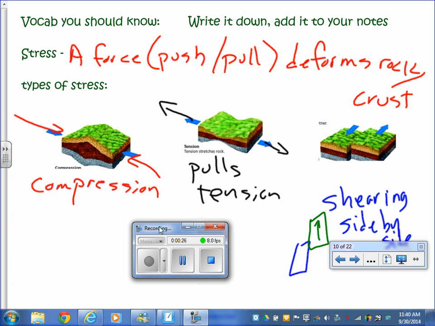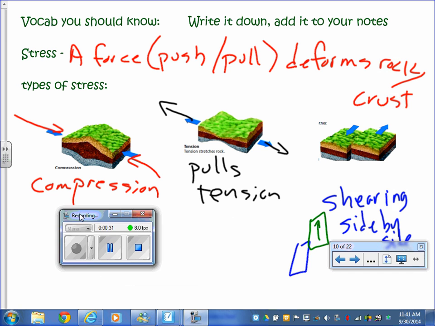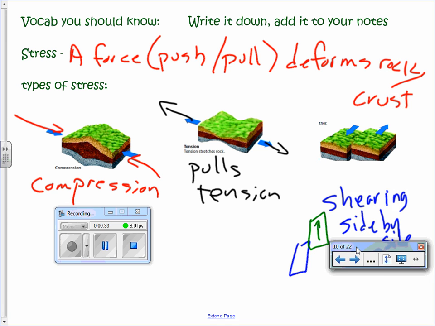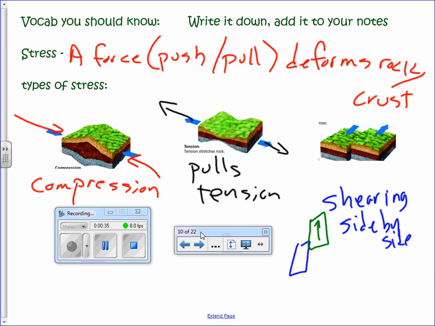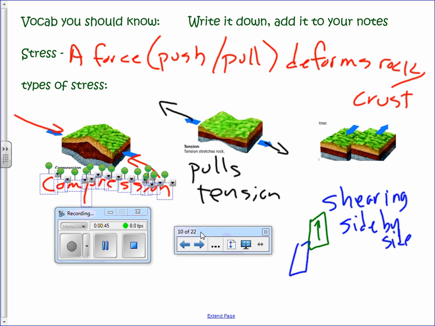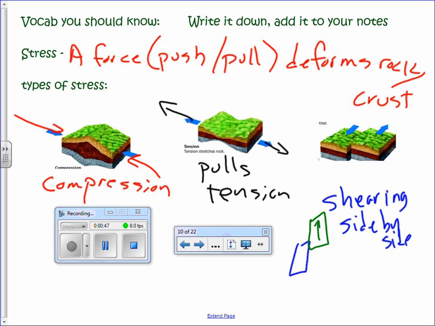This is what we learned last week. We went over a very quick flip lesson on this, so I'm just going to zoom through this quickly. But the types of forces: as the plates are moving, parts of land within the crust experience these different forces. So compression, which is pressing together, tension, which is pulling apart, and shearing, which is side by side.